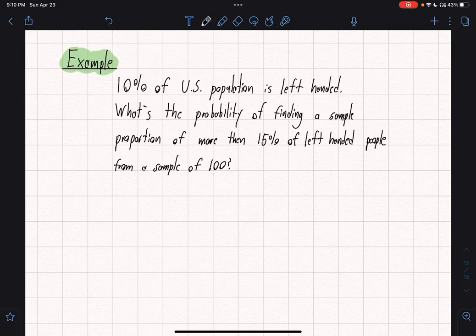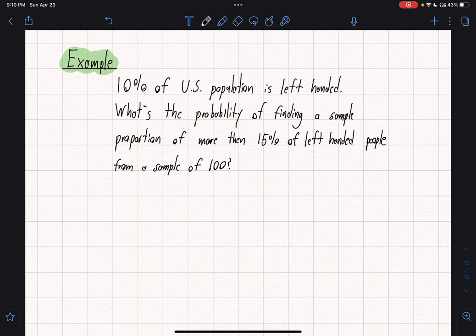Okay, just one more quick example before we wrap up the chapter. I recommend pausing the video and giving it a go by yourself before you watch the solution. But okay, so I just Googled it. I looked up the proportion of people in the US who are left-handed, and Google told me 10%. So let's go with that. 10% of the US population is left-handed.